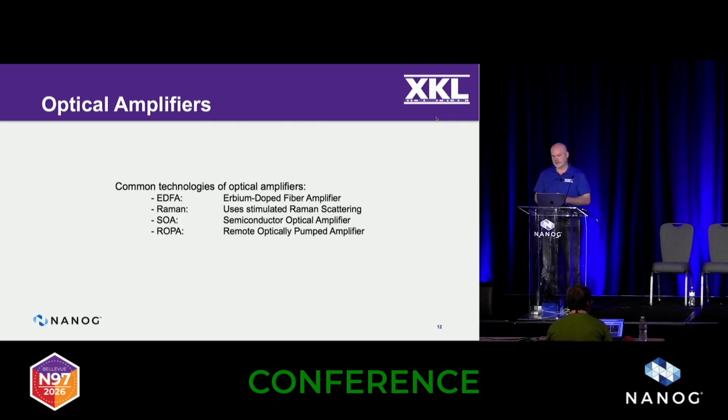On the amplifier side of things, EDFAs, erbium doped fiber amplifier. And by the way, at the end of the slide, I've got a glossary with all the acronyms and everything, so don't feel like you got to scribble anything down or take pictures, right? It's all there. EDFA, Raman, an SOA, and a ROPA. What are these things? What might you see in a common DWDM network? And what are the differences between these types of amplifiers?